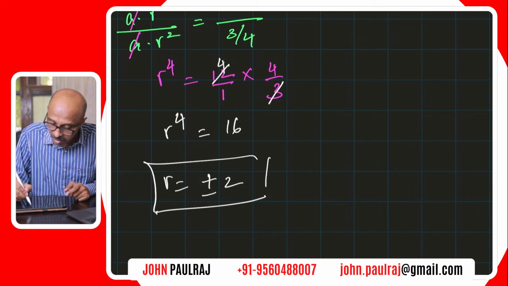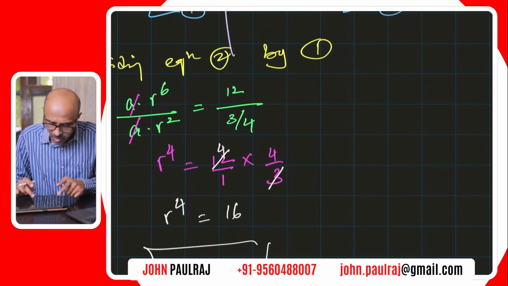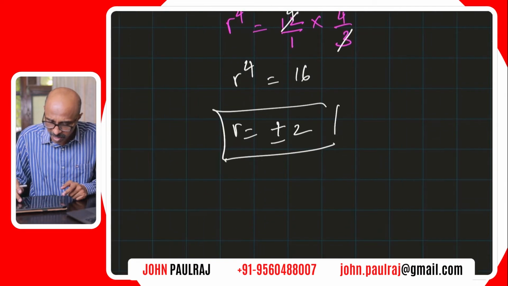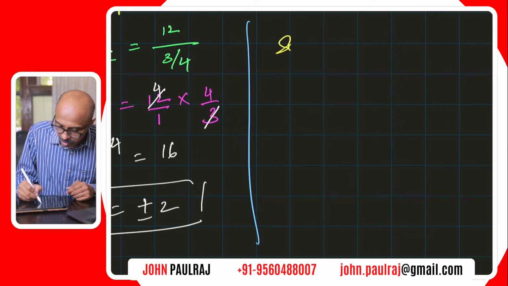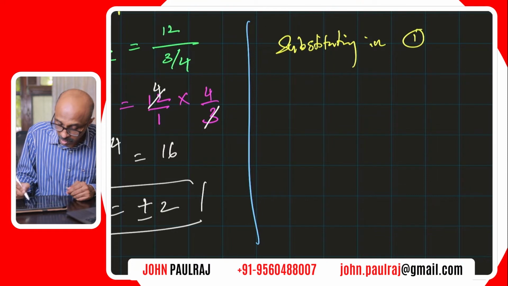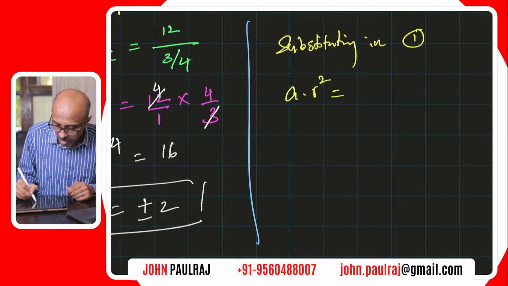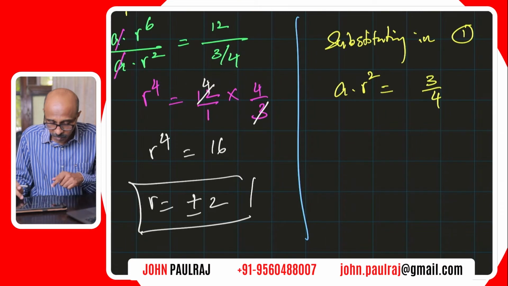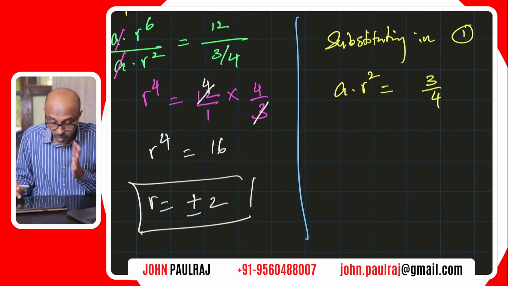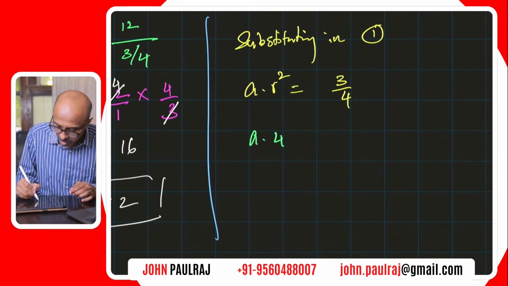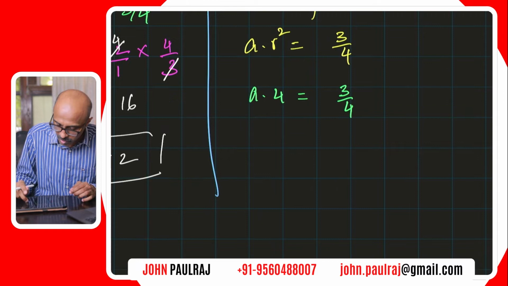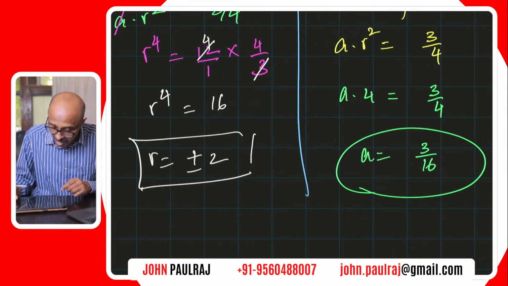So we're going to use the first equation, a times r squared is 3/4, and using both the values of r, we can find the value of a. Substituting in equation 1: whether r is positive 2 or negative 2, r squared is equal to 4, a positive value. So a times 4 is equal to 3/4, which when you simplify gives a as 3 over 16.